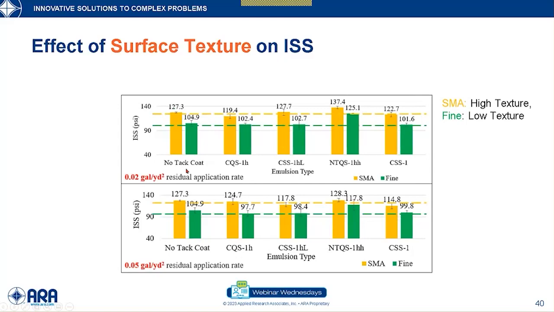One interesting factor to notice here: I made some samples with no tack coat at the interface, and even with no tack condition, if there is sufficient surface texture, as in a stone matrix, it will give you higher interlayer shear strength than the fine texture. So surface texture is the most predominant factor in interlayer shear strength, and high surface texture will indicate higher bond strength.